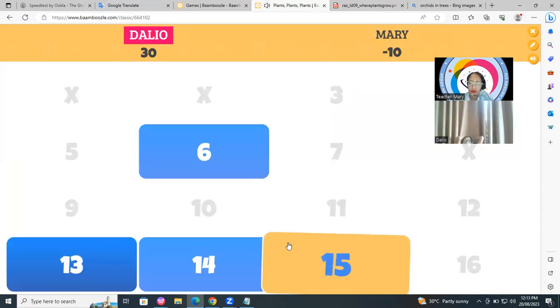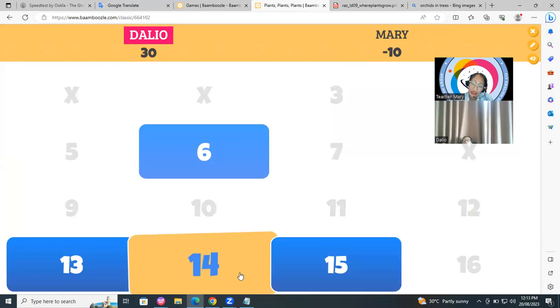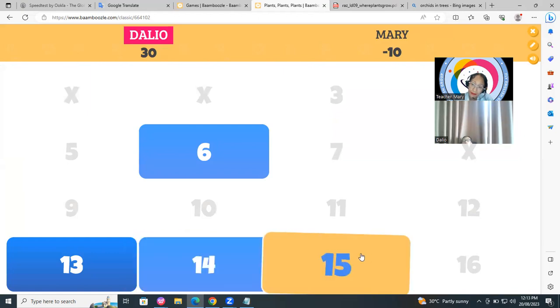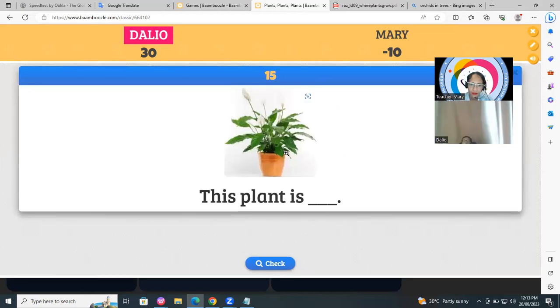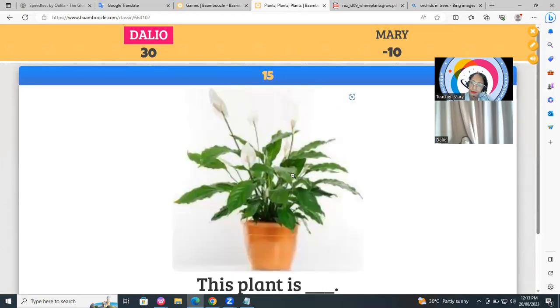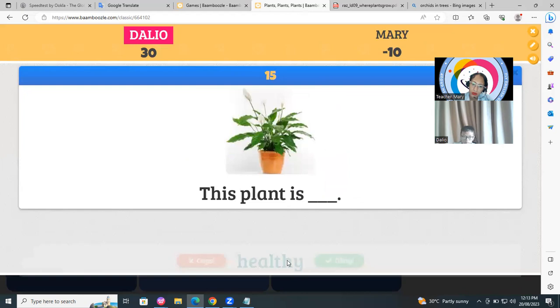Okay, choose a number. There is no 25. 15? Yes. Okay, this plant is what? I don't know. Okay, let's check. What is the name of this plant?